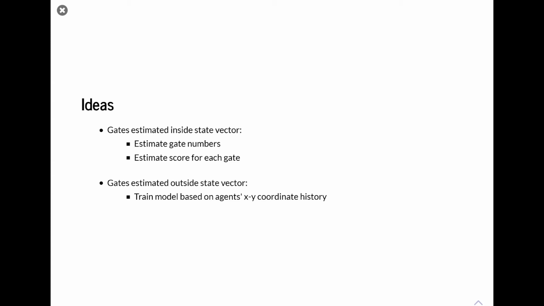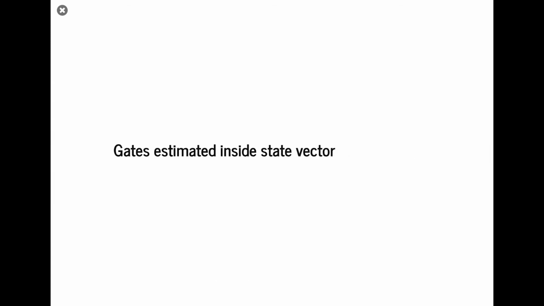I'm going to kind of go into a bit more detail on how I think that these would work. So if we're estimating the gates inside the state vector and we're doing it on this kind of estimating gate number idea, we'd say we're going to allocate a gate number to each of the gates in the environment.